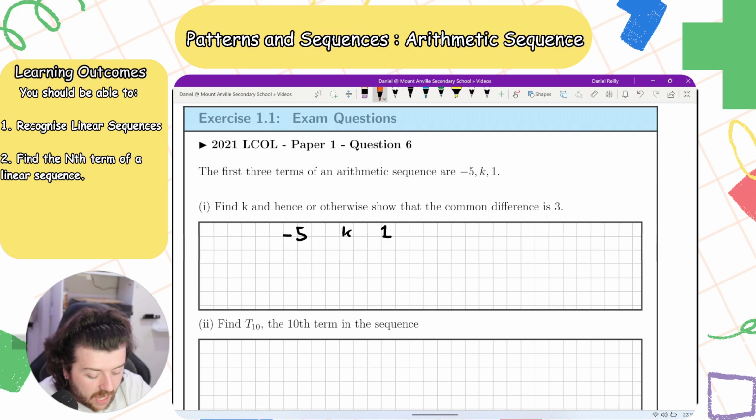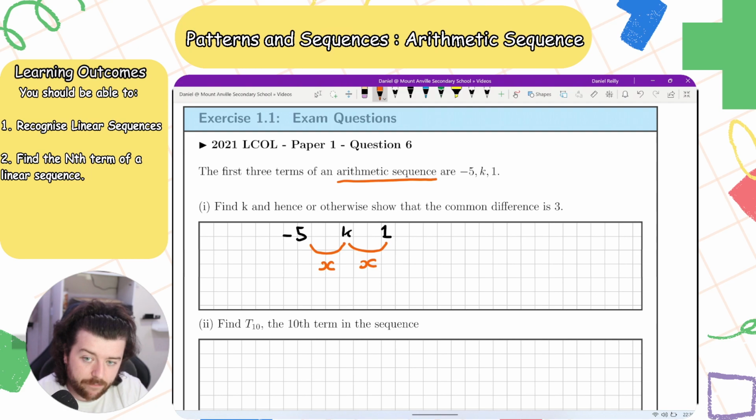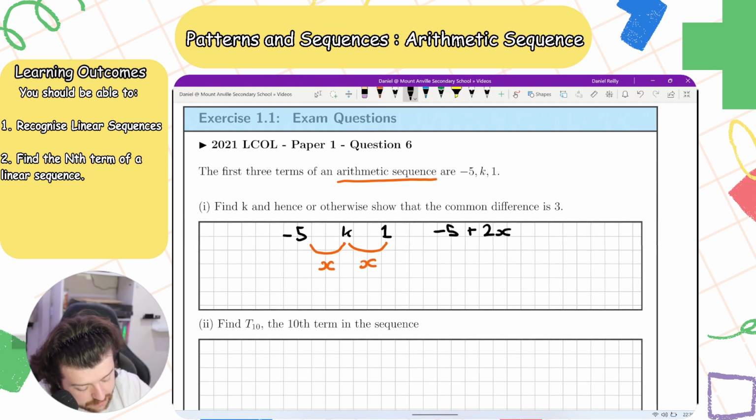I know it told me here it's an arithmetic sequence or a linear sequence. Therefore, the first difference is the same. Therefore, this difference, we'll call it x, is going to be the same. So I know minus 5 plus 2x, because if I hop it twice, 1, 2, minus 5 plus 2x, that should equal 1. 2x is equal to 1 plus 5. 2x is equal to 6. x is equal to 3.